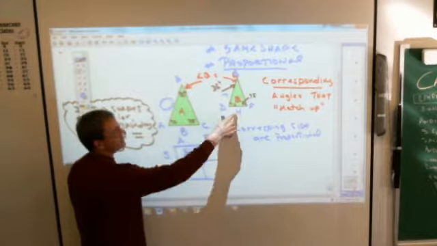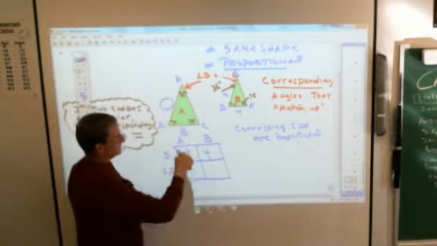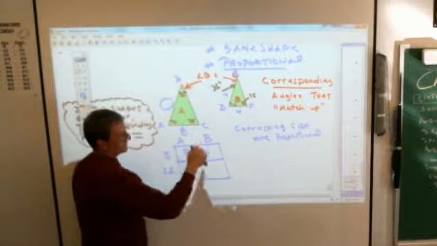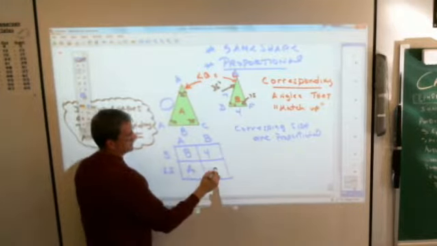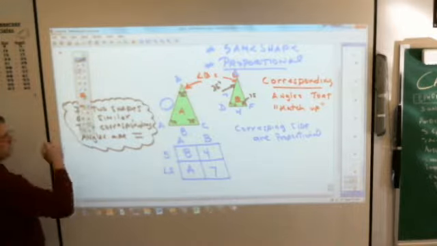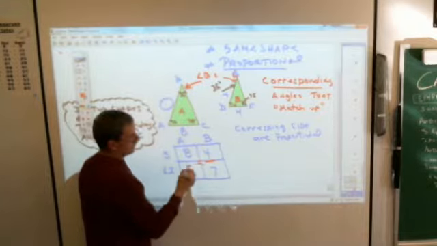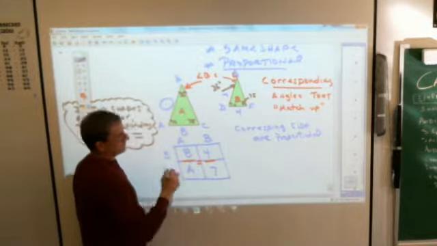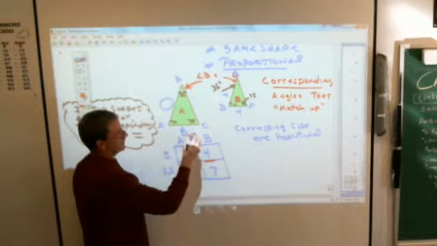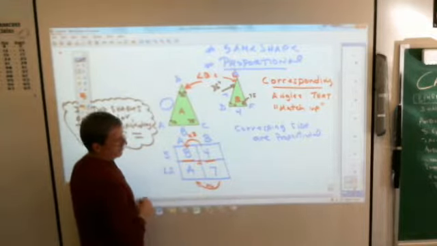What is the short side on triangle B? Jump in here anytime, kids. 4. What is the long side on triangle A? I don't know. What is the long side on triangle B? 7. And that is our ratio box, which you can solve just by pretending these are equal fractions. 4 over 7 equals 8 over what number? To go from 4 to 8, you do what? Multiply by 2, so to go from 7 to there, you multiply by 2, which is 14.